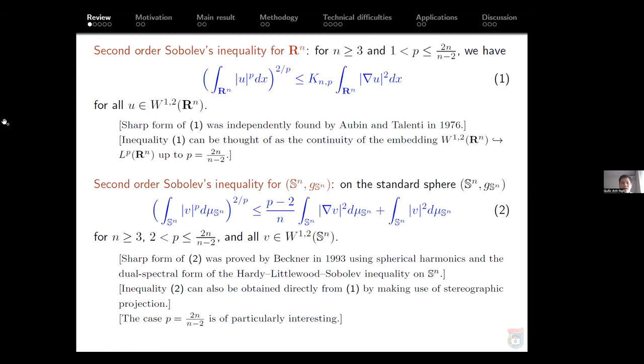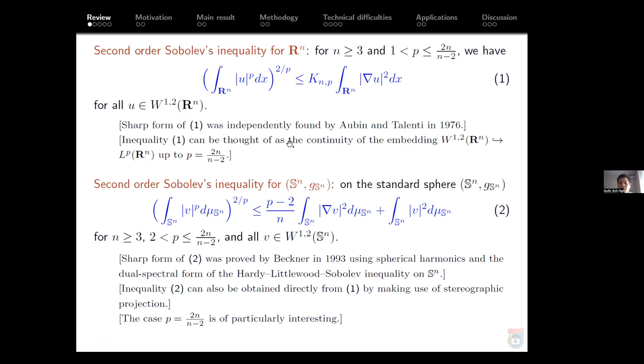For those who are interested in PDE, the second order Sobolev inequality for R^n is a very basic one. It says that you can bound a certain Lebesgue norm up to the critical exponent using the Dirichlet energy. If we replace R^n by the sphere, then we obtain a very similar inequality, but this time we need to add an L2 norm. So what we obtain is inequality 2. I just write inequality 2 for both the critical and subcritical cases, namely the exponent p goes from 2 up to 2n over n minus 2.